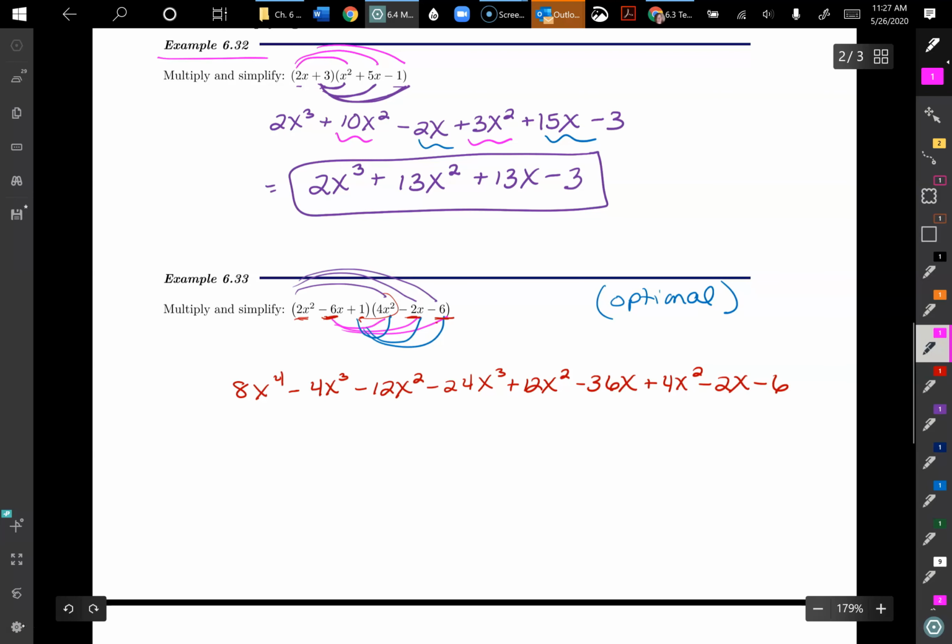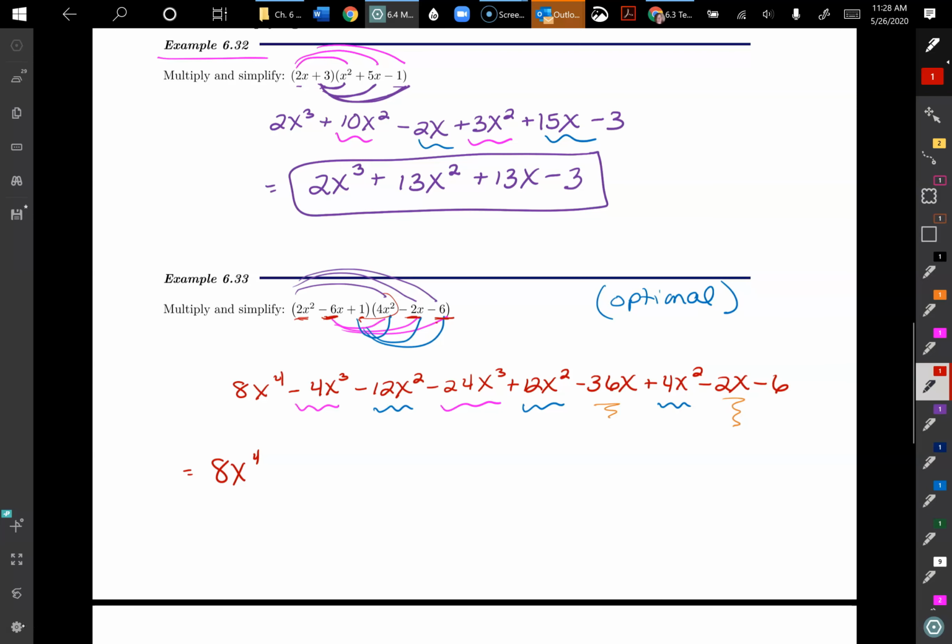Okay, so then we have the cubes that we can add together. We'll have the squares here. And then we'll have another square, and then our x's. And we just have one constant and one fourth power, so I'm not going to track those. I'll just carry them down. So we have 8x to the 4th. And then I have minus 4x cubed minus 24x cubed. So I have minus 28x cubed.